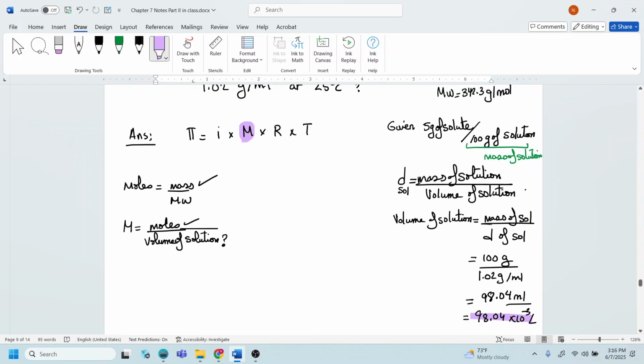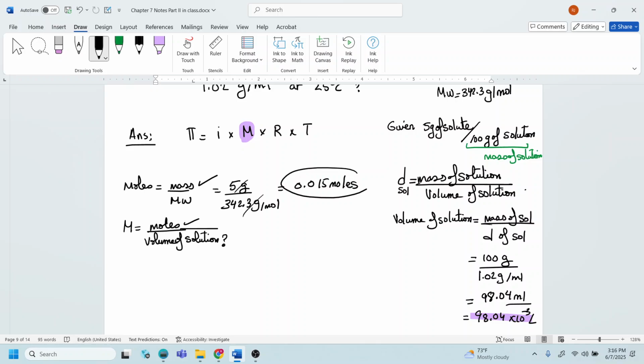Before substituting it, let's calculate the moles, which is 5 grams divided by the molecular weight, 342.3 grams per mole. Grams cancel out, and that is equivalent to 0.015 moles. Now I can take the moles and substitute them down: 0.015 moles divided by the volume of the solution that we just calculated, which is 98.04 times 10 to the minus 3.